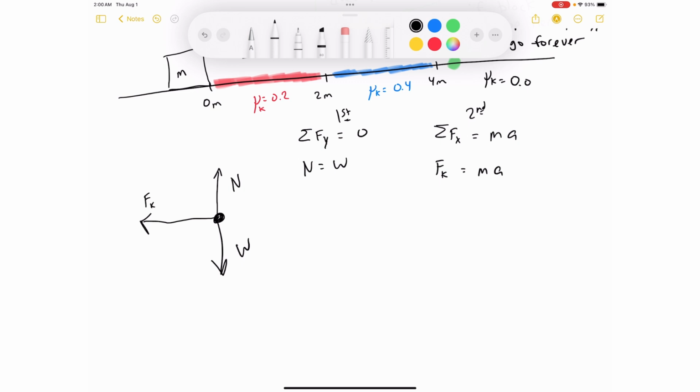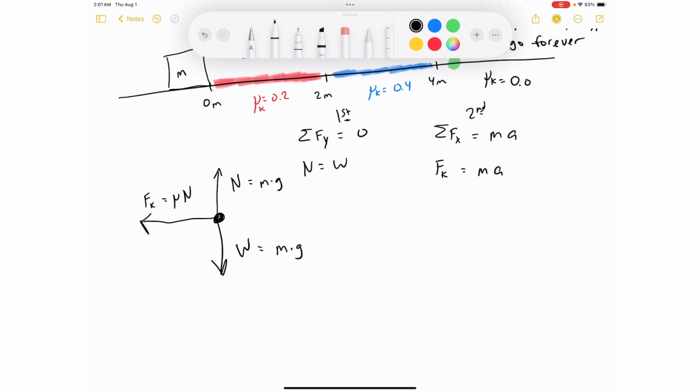So what else do we know? Well, we do know that weight is actually mass times gravity, right? M is whatever my mass is, I don't know what it is, times gravity. So what's the normal force then? Well, the normal force, because it's exactly the same as W, is also mass times gravity. It's also mass times gravity. And then this Fk, or this frictional force, is your coefficient times the normal force. Okay, times the normal force.